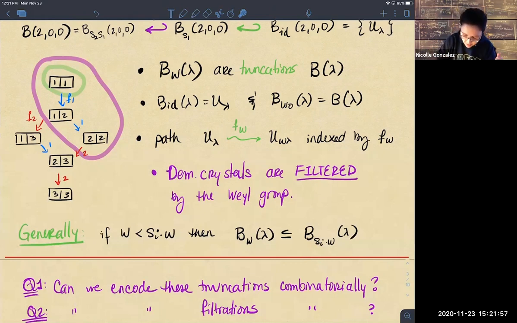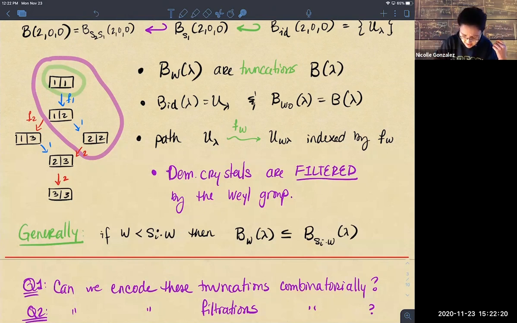So the first question is, can we encode these truncations combinatorially, meaning can we come up with new combinatorics or new operators perhaps that will take care of these truncations for us, that will know exactly when to die and will literally give us a Demazure crystal, not a GLN crystal that I then have to go and manually fix. So that's the first question.